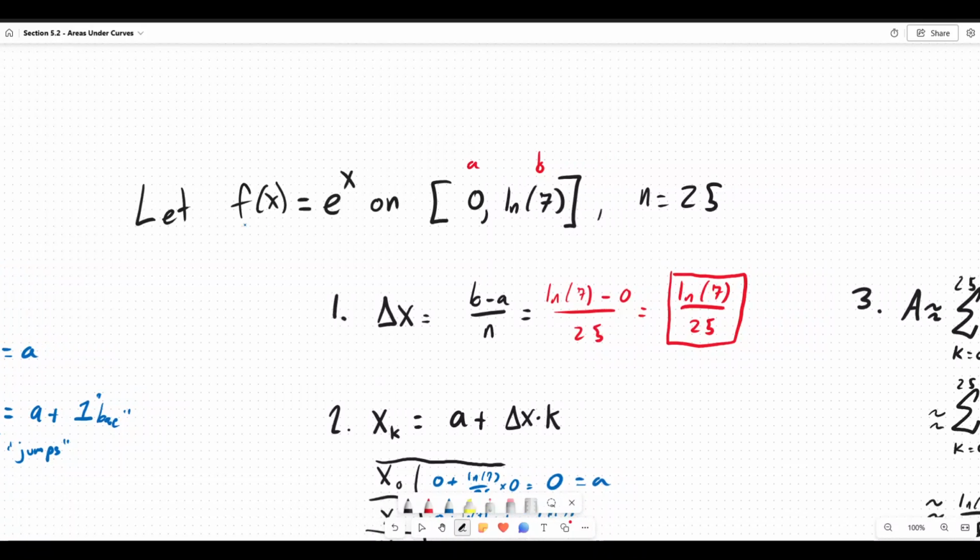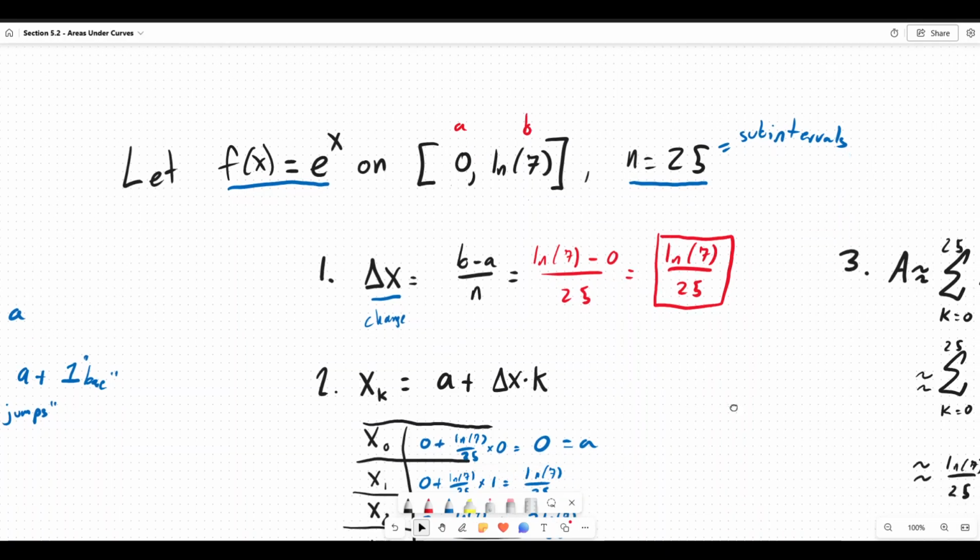So let's take a look at an example in this. Okay, let f of x be the function e to the x, and we'll do the interval from 0 to the natural log of 7. And we want to use 25 subintervals. First step, we want to calculate what is our change in x, our delta x. We take b minus a and divide by how many there are. The natural log of 7 minus 0 divided by 25. We get ln of 7 divided by 25.